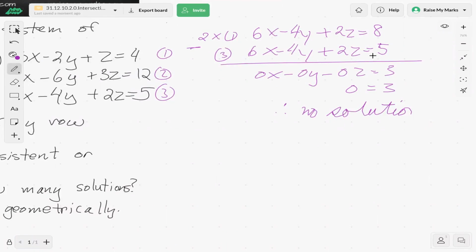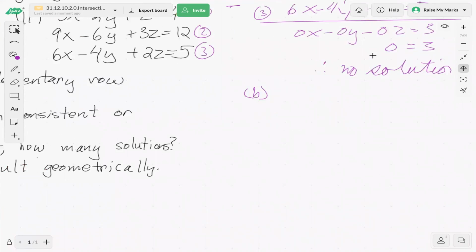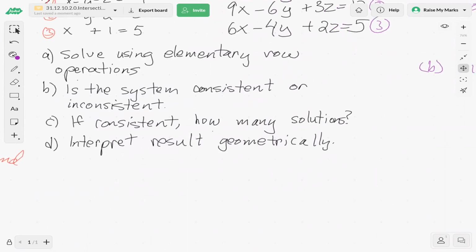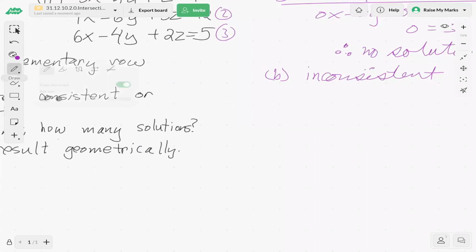All right, so that's linear system 2, part A. So that means part B: it's inconsistent. Inconsistent system of equations because we have no solution. Part C. Good. So part C and D are not applicable at this point. Oh, making a mess here, getting my letters all mixed up. Not applicable. Good.